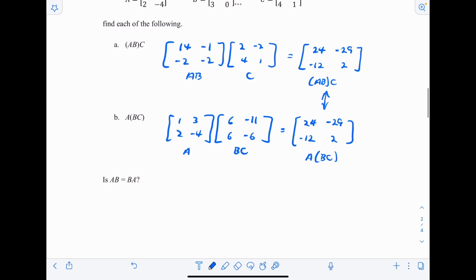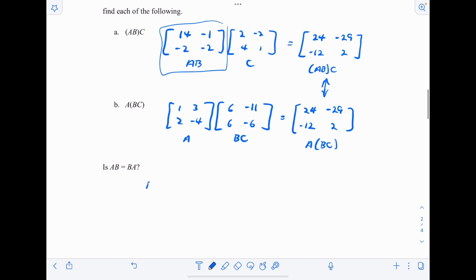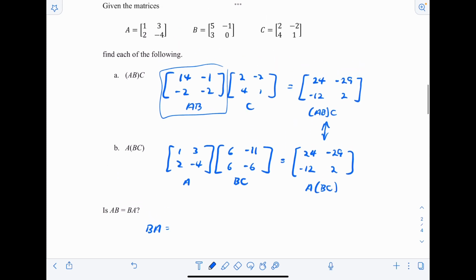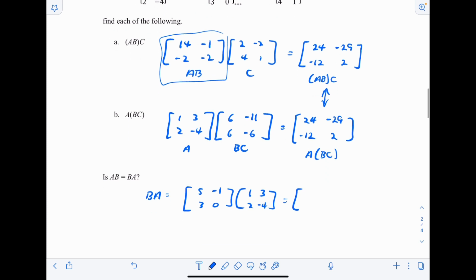So for the next part of this, is A times B equal to B times A? Well, we already have, up in the previous example, A times B here. So we really just need to find BA and see, do we get the same thing? So if I take B times A, I think we're going to rewrite these so I don't have to remember which row, which column. So B and then A, 1, 3, 2, -4. So here, first row, the first entry, is going to be 5 and -2 is 3.